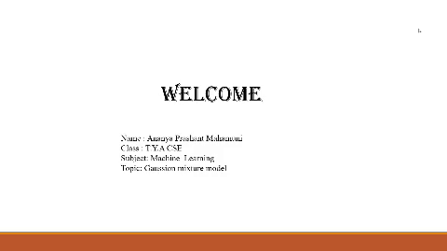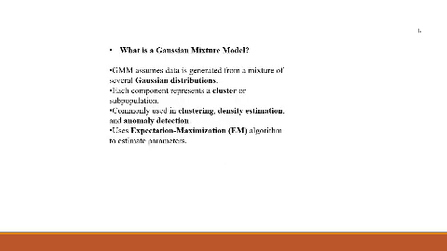So let us start with what a Gaussian mixture model is. GMM assumes data is generated from a mixture of several Gaussian distributions. Each component represents a cluster or subpopulation, commonly used in clustering, density estimation and anomaly detection. It uses the expectation maximization (EM) algorithm to estimate parameters.